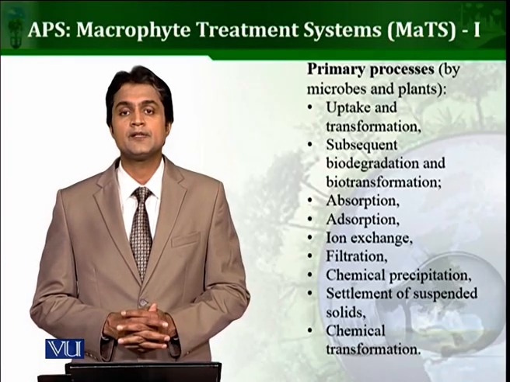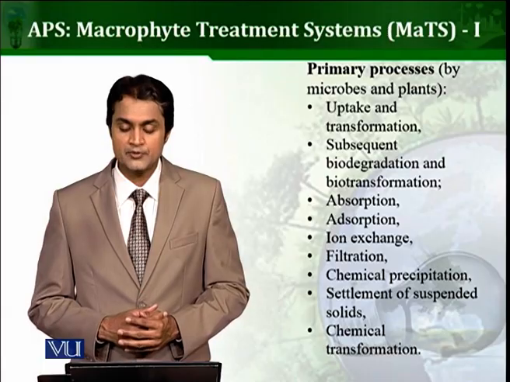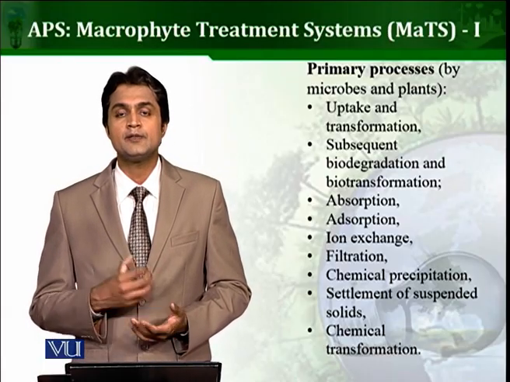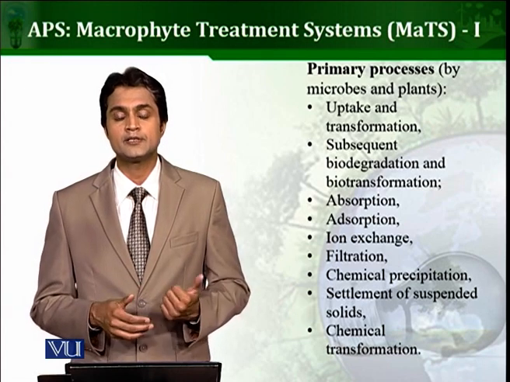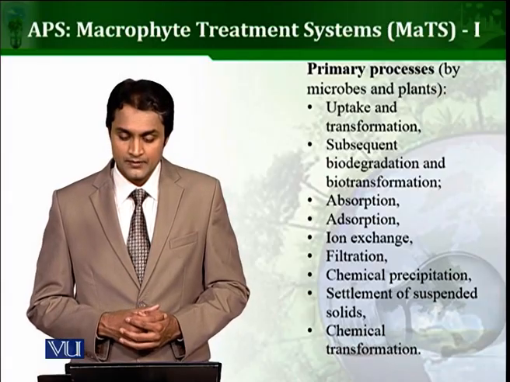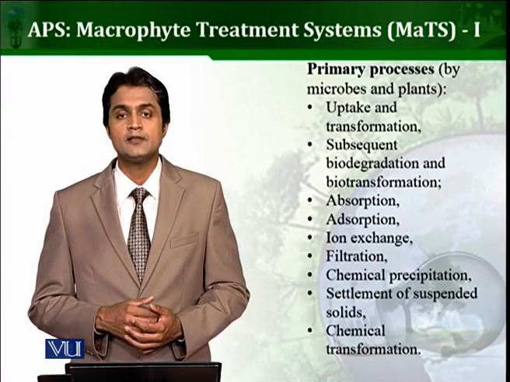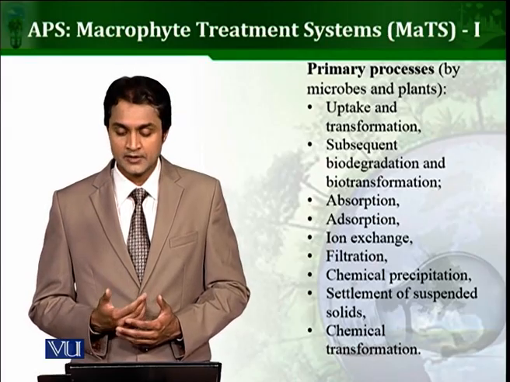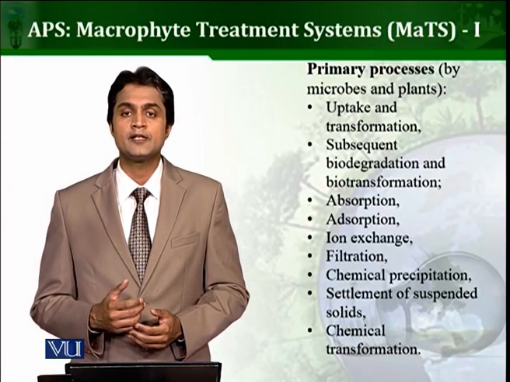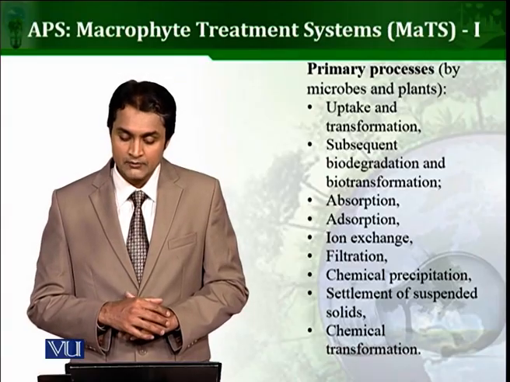Now, the primary processes which operate in such systems both by plants and microbes, those are first of all uptake and transformation. That is, the plant uptakes any contaminant and then it transforms it from a toxic state to a less toxic state. Subsequent biodegradation and biotransformation. Once it has been uptaken by the plant, it can be degraded or can be biotransformed. Absorption is there as well as adsorption. We mentioned this earlier too. Absorption means it takes it up. Adsorption means it comes to the surface and attaches.